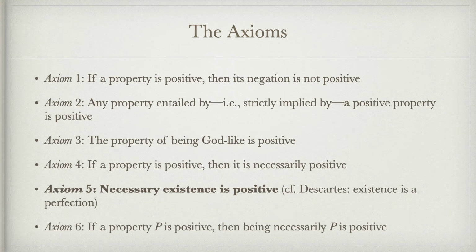So that's a way of saying, look, we are interested in the properties that God has. Those are going to be properties that it's good to have. And we mean really absolutely necessarily good to have, not simply happen to be good to have in this particular world. The fifth axiom says that necessary existence is a positive property. That's a way of saying, in other words, that, as Descartes put it, existence is a perfection. In fact, necessary existence is a perfection.